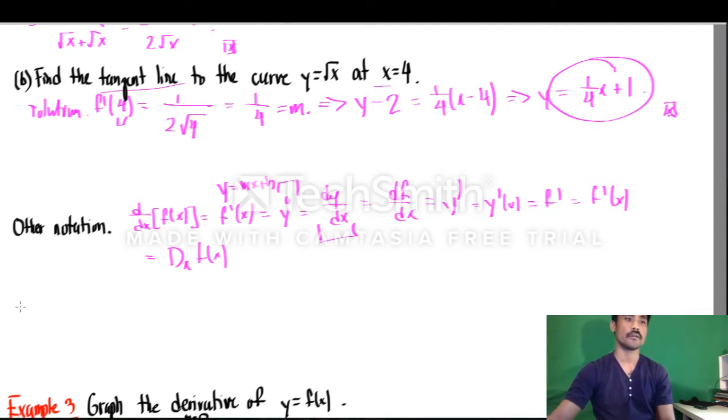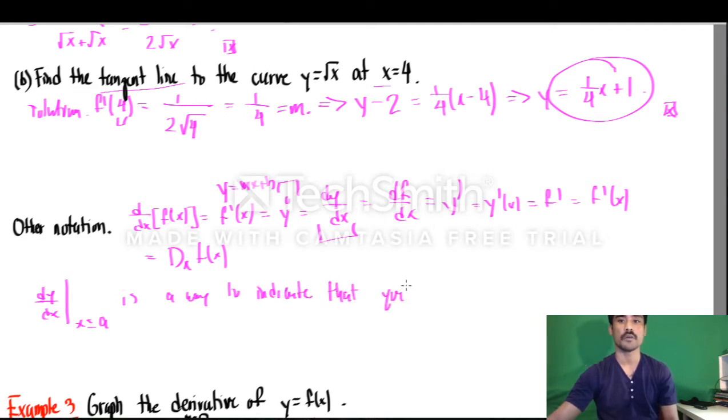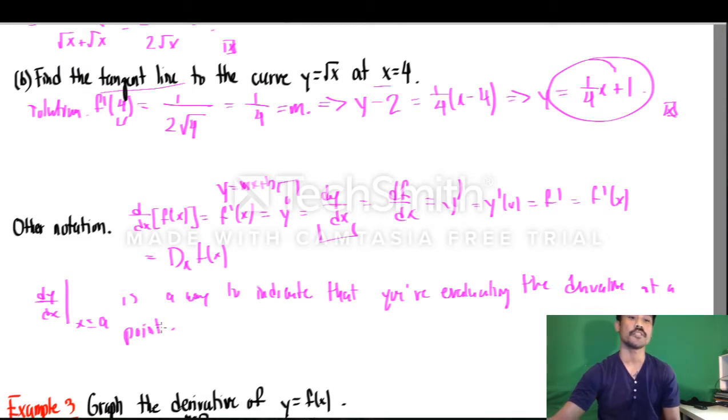And if you want to indicate where you want to take the derivative, you do it like so. dy/dx evaluated at x equals some number I'll call a is a way to indicate that you're evaluating the derivative at a point. Maybe I should have said that last section.